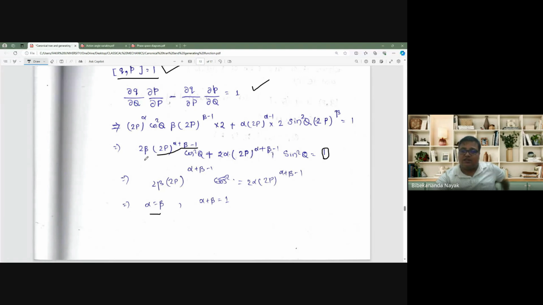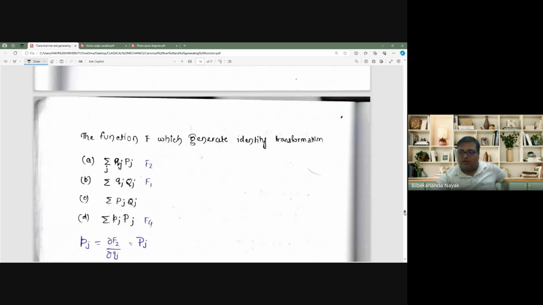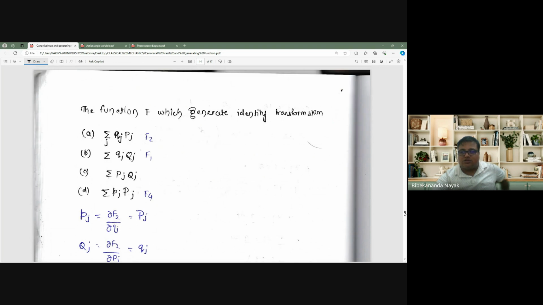If alpha is equal to beta, then 2 beta is equal to 2 alpha. Taking this term common, we get cos square Q plus sin square Q is 1. And taking common, here alpha is equal to beta, so 2 alpha and 2 beta will cancel. So 2P to the power alpha minus 1 to this. So how can it be solved? If you take alpha plus beta is equal to 1, then this will be 0, so it is a constant term. So from this we find alpha is equal to beta and alpha plus beta is equal to 1. Then these are the functions we already discussed.